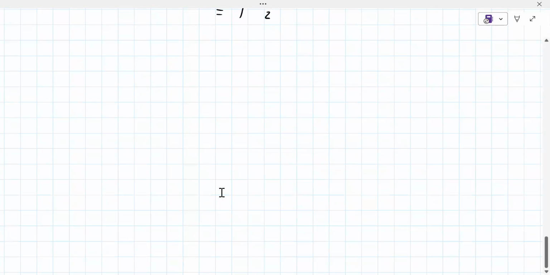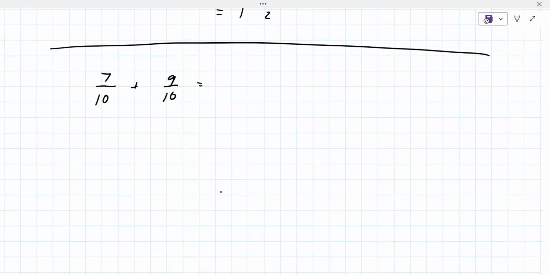Okay, so let's look at a new problem here. Let's say it's 7/10 plus 9/10. I want you to add the fractions, write it as a mixed number, and then reduce if you can.